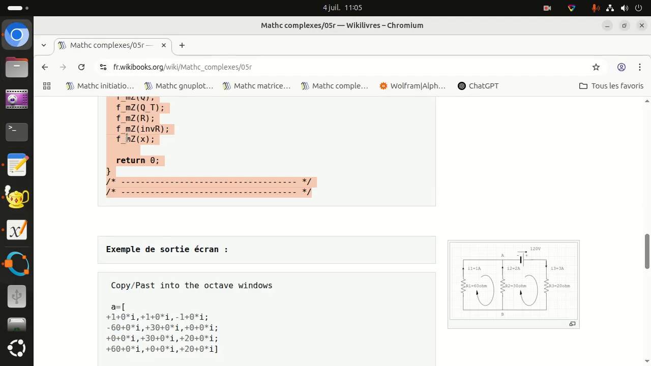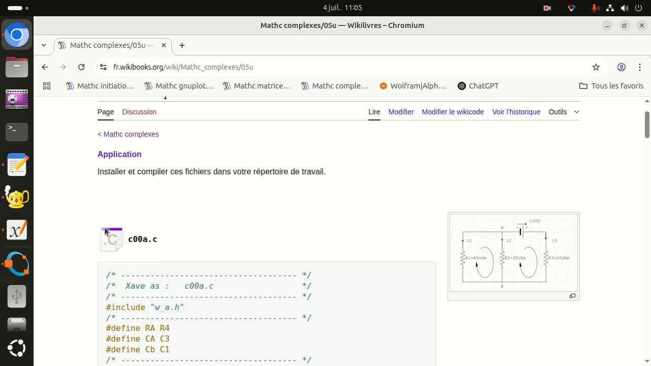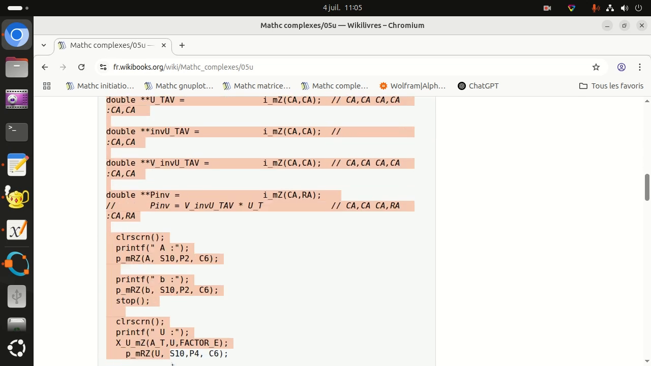You have another method, another function. This is the singular value decomposition.